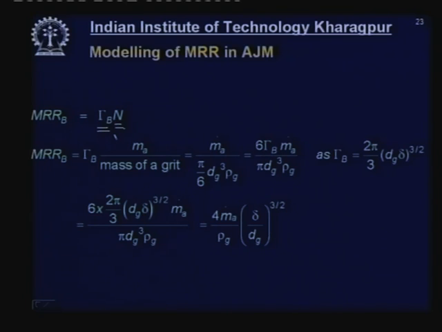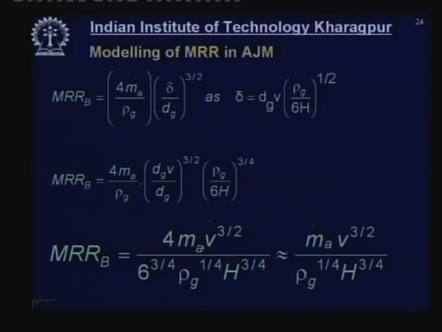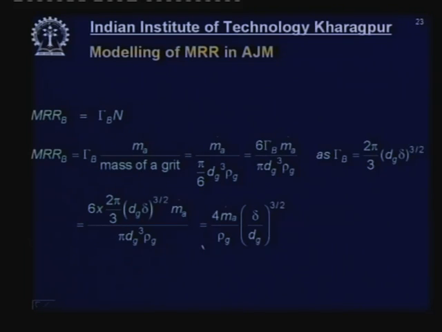How can I estimate the number of impacts? The number of impacts can be very easily estimated if I know the mass flow rate of the abrasive divided by the mass of a single grit. The mass flow rate of the abrasive would be set on the machine, and this is the mass of a single grit. So once again, one can get the material removal rate in case of a brittle material as this particular expression, which is written here in a better manner.